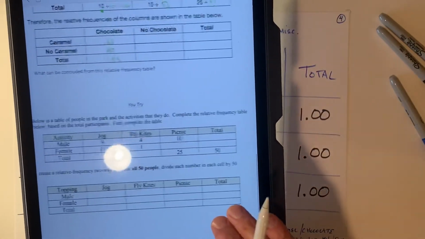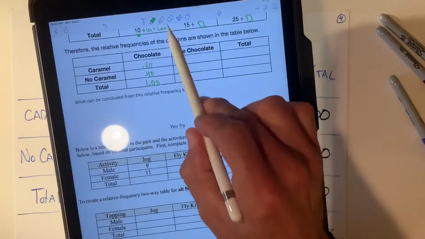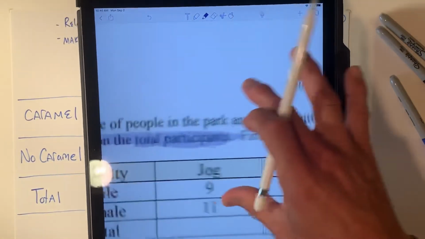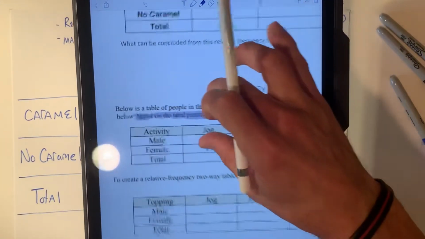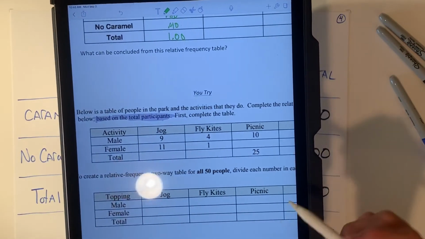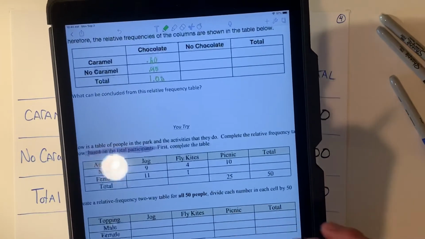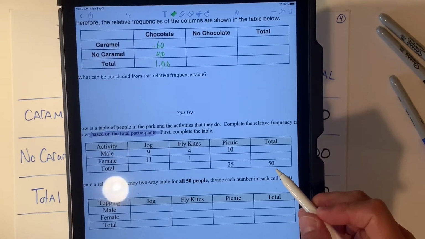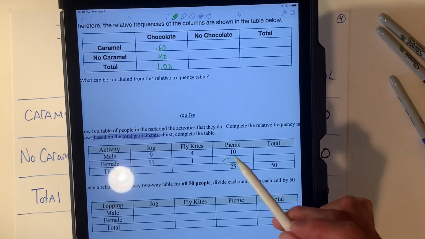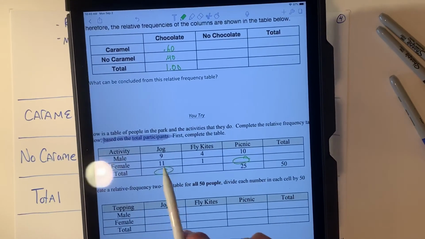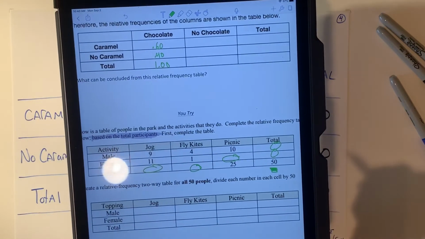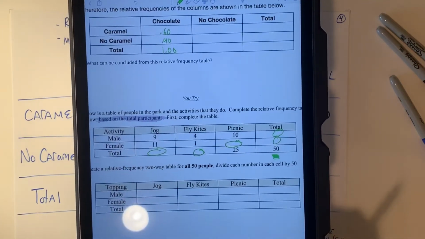It says complete the relative frequency table below based on, now here's the third option. Notice that this does not say based on row or column. It says based on total participants. I will remind you that whatever it's based upon, whether it's your row, your column, or your total, that is what you're ultimately going to divide by. So in this example, you're going to divide each of these cells, the 9, the 11, the 4, the 1, the 10, you're going to have to figure this one out. You're going to divide each of those cells and all of the totals by 50. You're going to divide each one of those by 50 because that is what the total number of participants is.